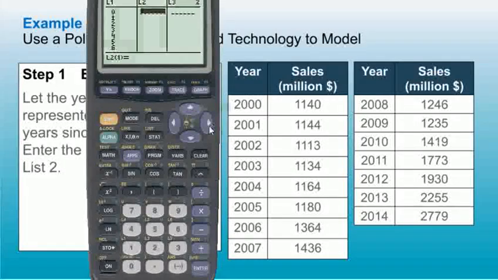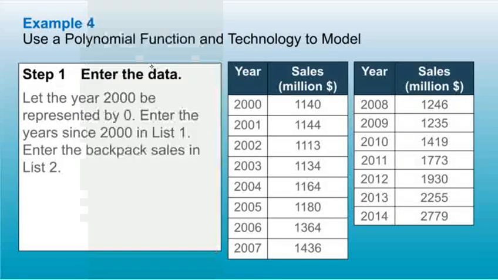And then over here in list 2, we're going to put the backpack sales, so 1140, 1144, 1113, 1134, 1164, 1180, 1364, 1436, 1246, 1235, 1419, 1773, 1930, 2255, 2779. Now we have all those in here. We go to the next part.